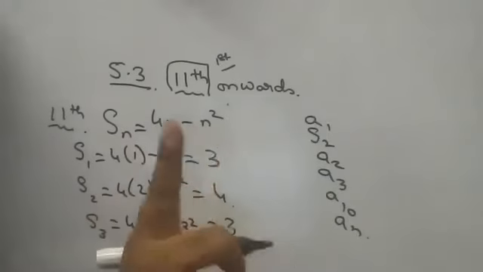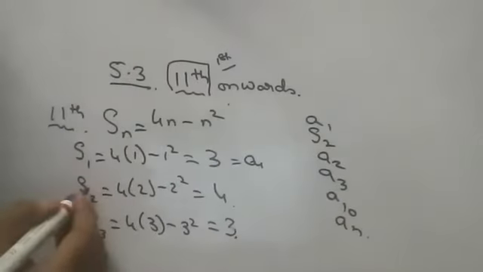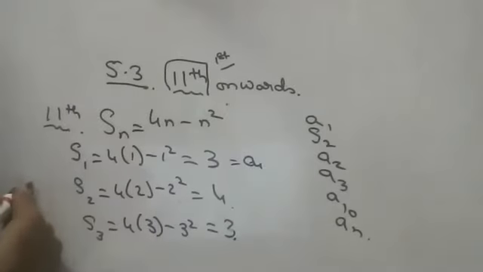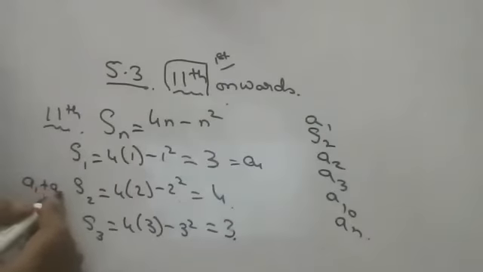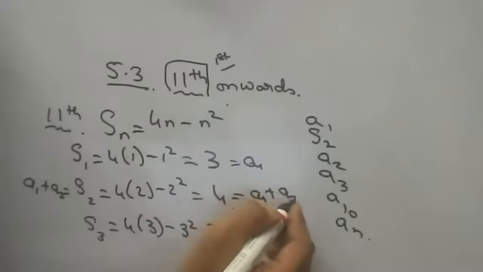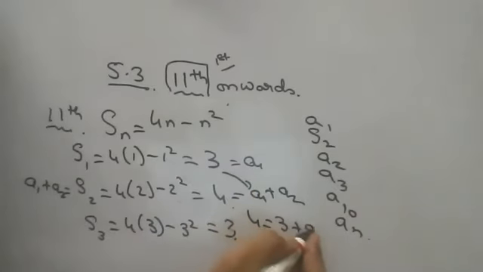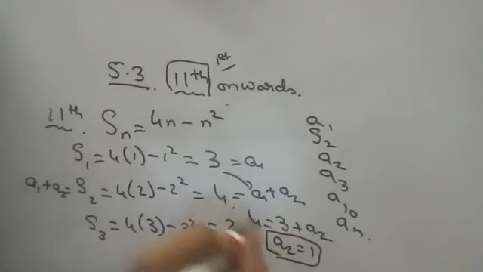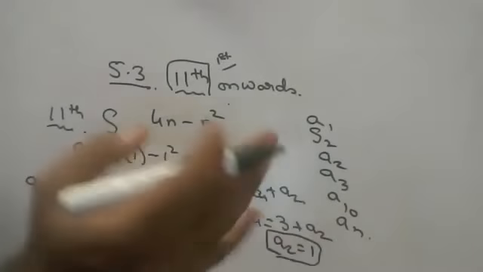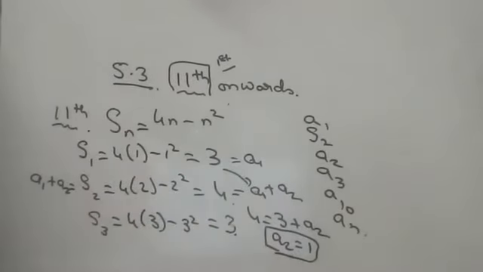S1, the sum of one term, is A1. S2, all of you listen, S2 means the sum of two terms, A1 plus A2. A1 we already know is 3, plus A2. So what is A2, children? All will write directly 4 and start doing the sum. No. S2 means A1 plus A2.